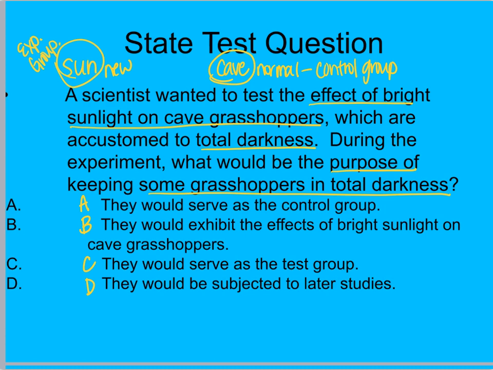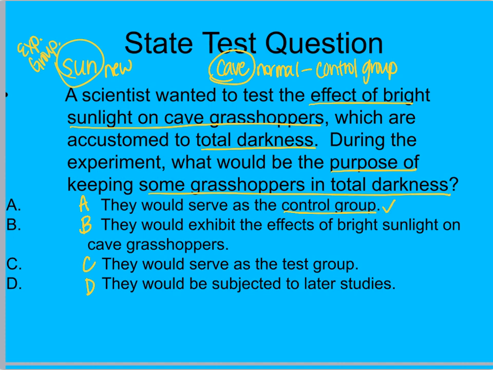I need to compare. Maybe they're going to look at the movement of them. I need to know how much they normally move. So I might compare how much they move in the cave versus how much they move in the sunlight. So they would serve as the control group. So the answer is A.